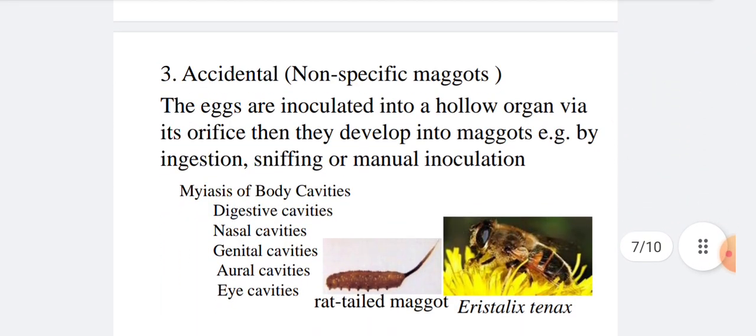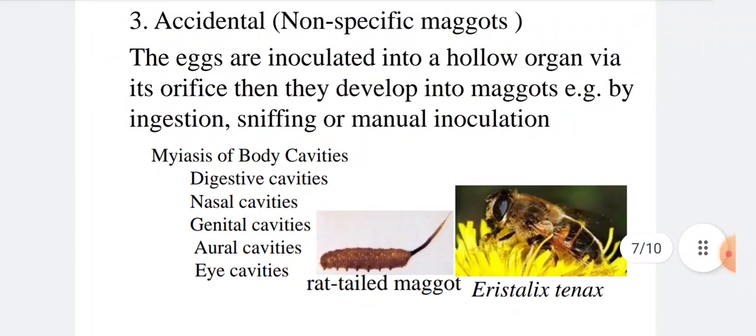3. Accidental or non-specific maggots. The eggs are inoculated into a hollow organ via its orifice, then they develop into maggots. The inoculation can be by ingestion, sniffing, or manual inoculation, leading to myiasis of body cavities. Can be digestive cavities, nasal cavities, genital cavities, oral cavities, and eye cavities.